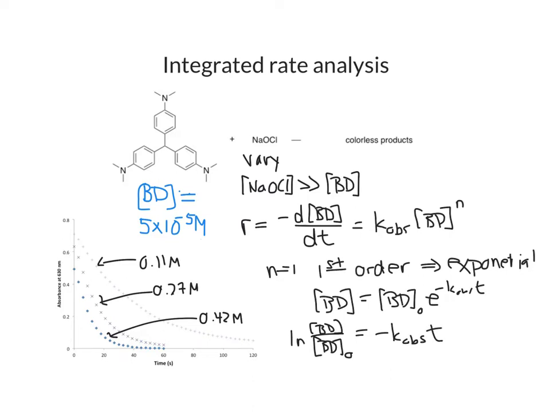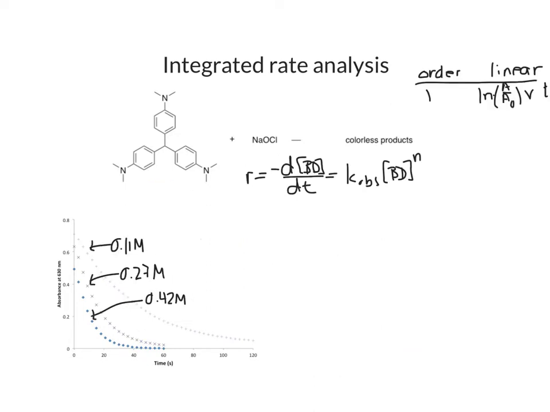So notice that I have divided both sides of this equation by the initial concentration of blue dye and then taken the natural log of both sides. So that tells me that the natural log of the absorbance, which is proportional to the blue dye concentration, divided by the initial absorbance, the absorbance at time t equals 0, should be proportional to time in a linear manner with a negative slope equal to k observed.